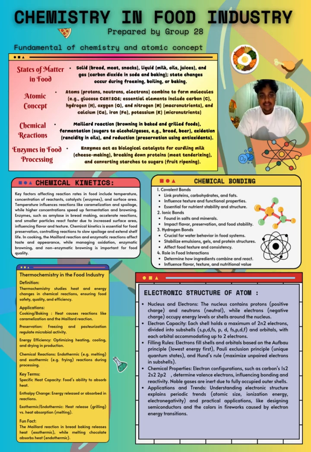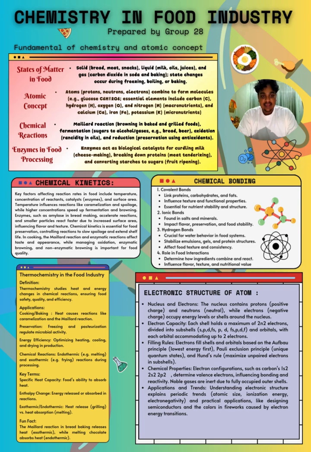Filling rules. Electrons fill shells and orbitals based on the Aufbau principle, lowest energy first, the Pauli exclusion principle, unique quantum states, and Hund's rule, maximize unpaired electrons in a subshell. Chemical properties. Electron configurations, such as carbon's 1s² 2s² 2p², determine valence electrons, influencing bonds and reactivity. Noble gases are inert due to fully occupied outer shells.